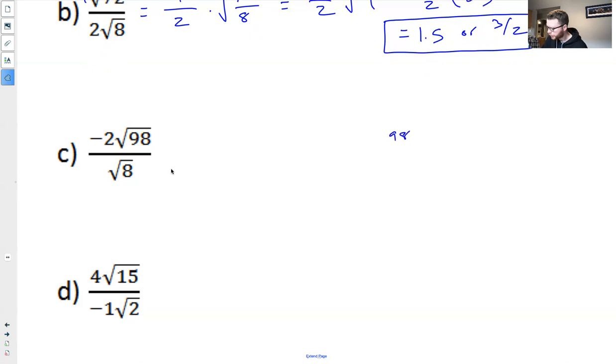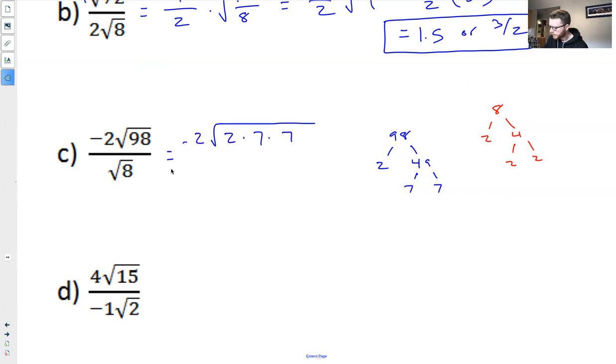Okay, so 98 will be broken down to 2 and 49, and 49 will be broken down into 7 times 7. Root 8 is just 2 times 4, and then 4 is 2 times 2. So to get to 8, it's 2 times 2 times 2. Okay, so let's rewrite this. So negative 2, and then root 98 becomes 2 times 7 times 7, and root 8 becomes 2 times 2 times 2.